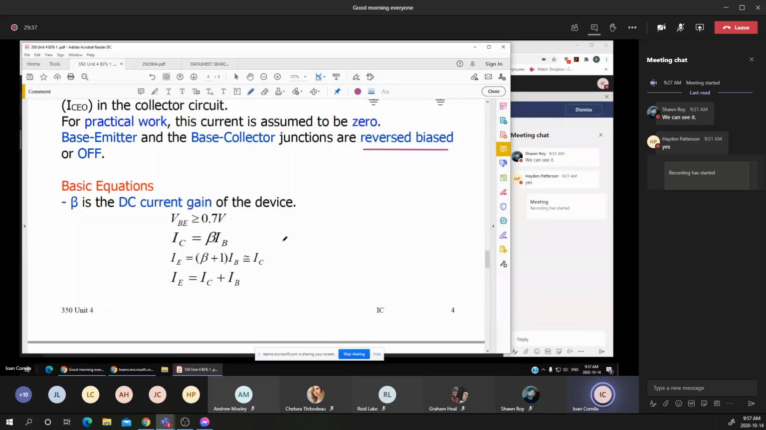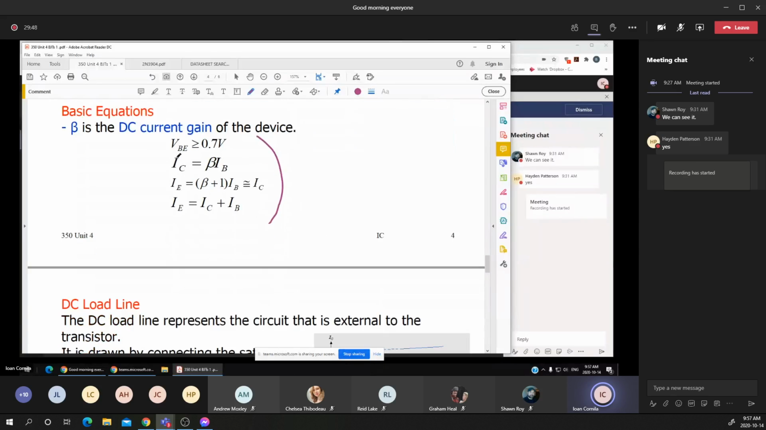I put together, up to this point, the equations that we may use in this course, and those are the equations that are given for test 2. The VBE must be equal to or greater than 0.7 volts. IC is equal to beta IB. Or, from this equation, I can determine beta as IC over IB. Or finding the relationship between the emitter current and the collector current.